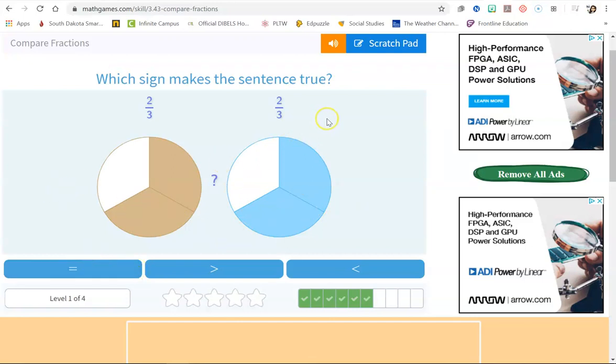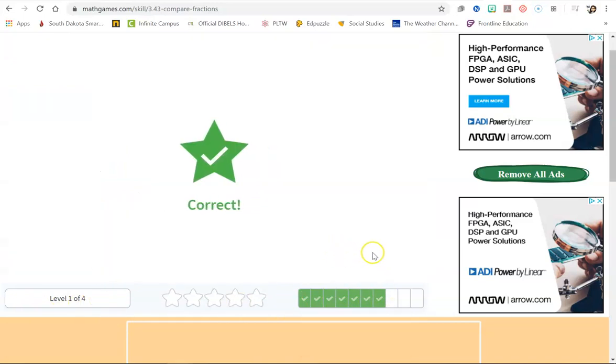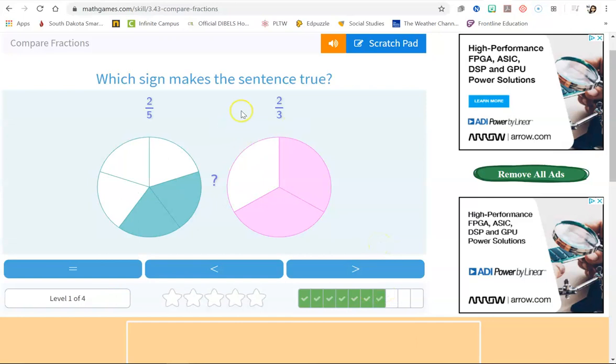All right, so your goal today is going to get to level 2 out of 4. If you get through 2 out of 4 and you want to keep going and get to 3 out of 4 and then 4 out of 4, that's awesome. But today I want you to try to get to level 2 out of 4. So they're going to get harder as you move on. So this one's going to be equal. And if you notice, these have been pretty easy for me so far.